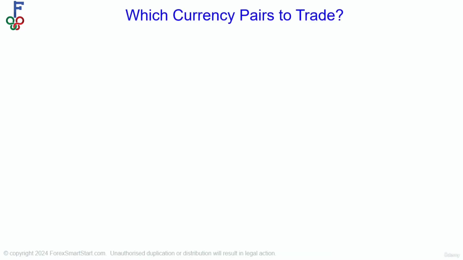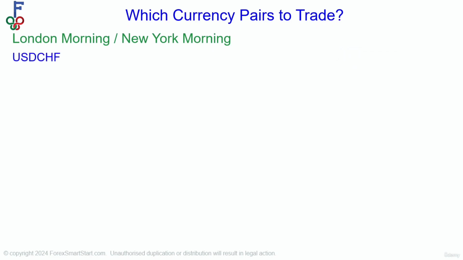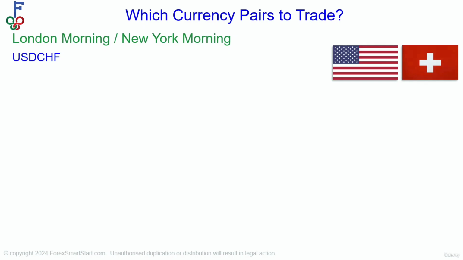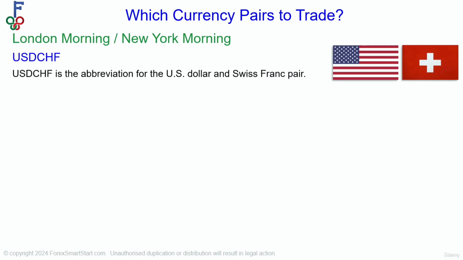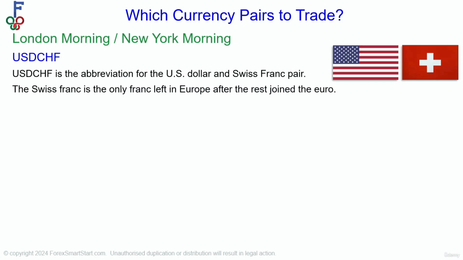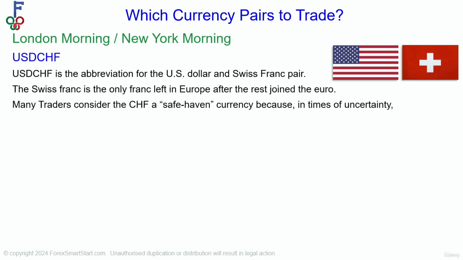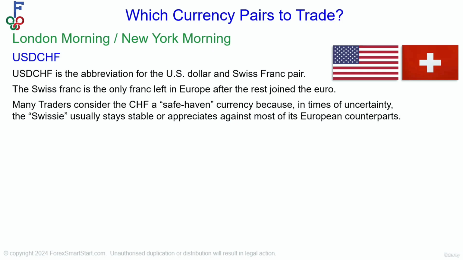The USD Swiss franc currency pair. And the London morning and New York morning sessions are generally the best times to trade the USD Swiss franc. USD CHF is the abbreviation for the US dollar Swiss franc pair. The Swiss franc is the only franc left in Europe after the rest joined the euro. Many traders consider the Swiss franc a safe haven currency because, in times of uncertainty, the Swissy usually stays stable or appreciates against most of its European counterparts.